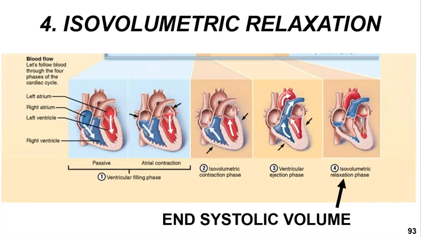So the volume of blood remaining in the ventricles at this phase is referred to as the end systolic volume, because this is the volume at the end of ventricular contraction and represents the lowest volume of blood in the ventricles during the cardiac cycle. Note that not all of the blood is ejected from the ventricles during ventricular ejection. There's always going to be a small volume that remains and will mix with the blood that enters during the ventricular filling phase at the start of another cardiac cycle.